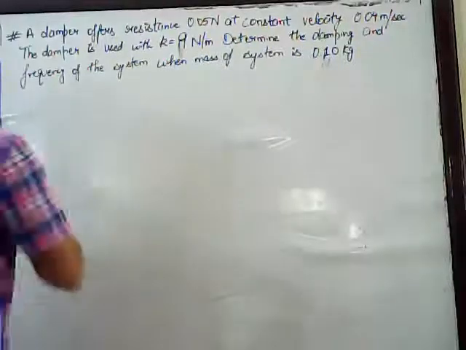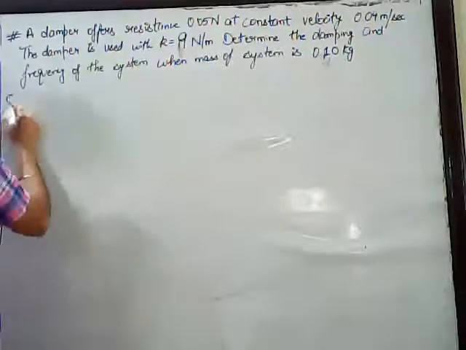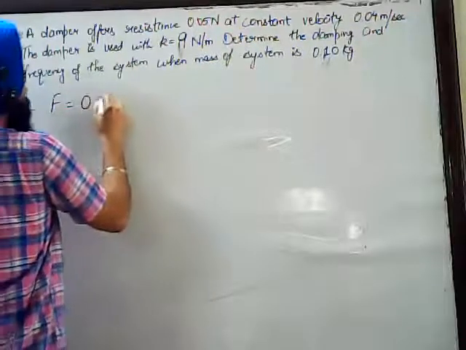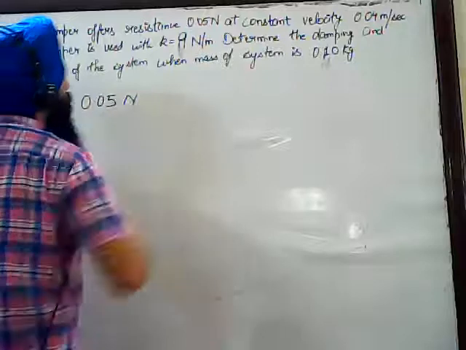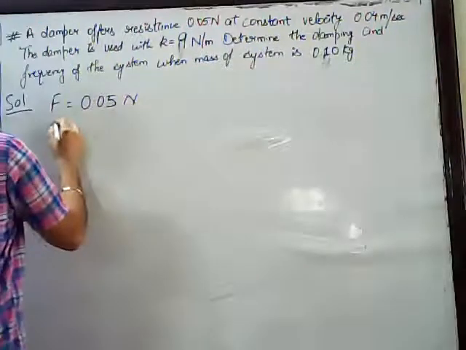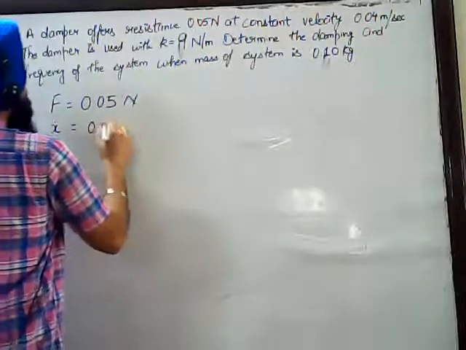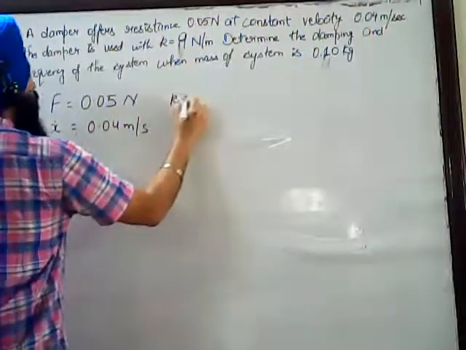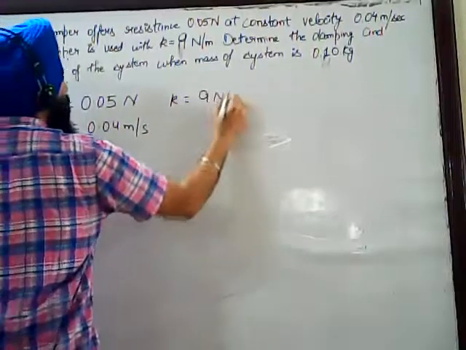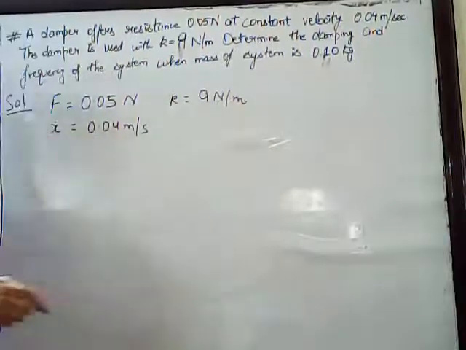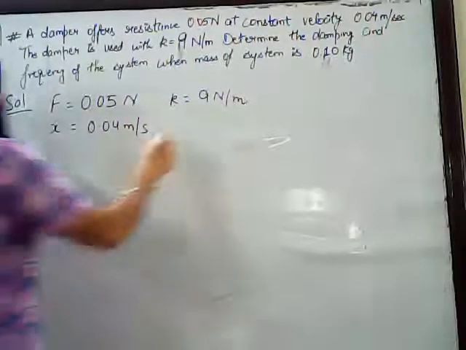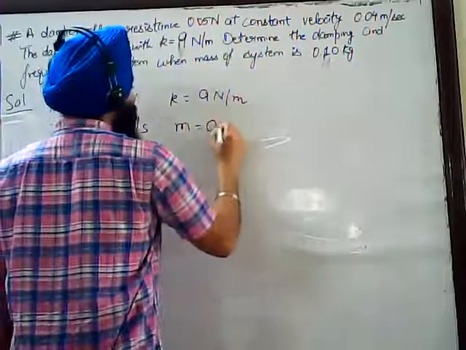First of all, the force is given in the numerical. The value of force is 0.05 Newton. Velocity is 0.04 meter per second. Then stiffness is also given. The value is 9 Newton per meter. We have to find the value of damping and frequency of the system, and the mass of the system is 0.1 kg.